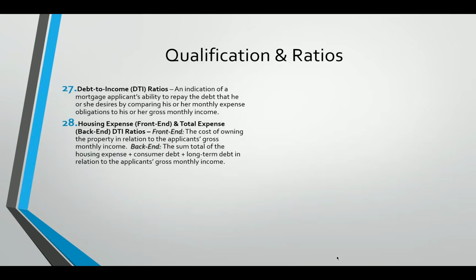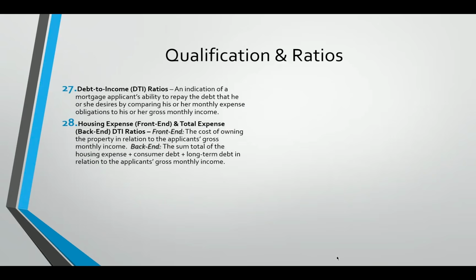With the exception of the VA loan, the mortgage industry uses 2 debt to income ratios when determining the creditworthiness of an applicant applying for a mortgage. The front end or housing expense ratio is the cost of owning the property in relation to the applicant's, and please note that's plural possessive, gross monthly income.